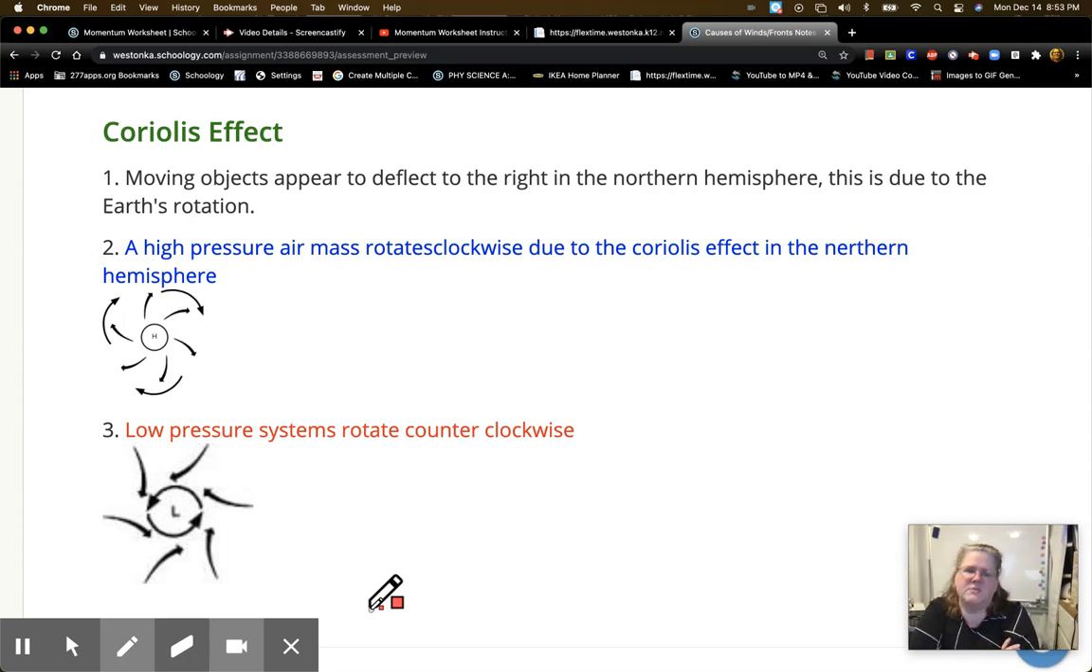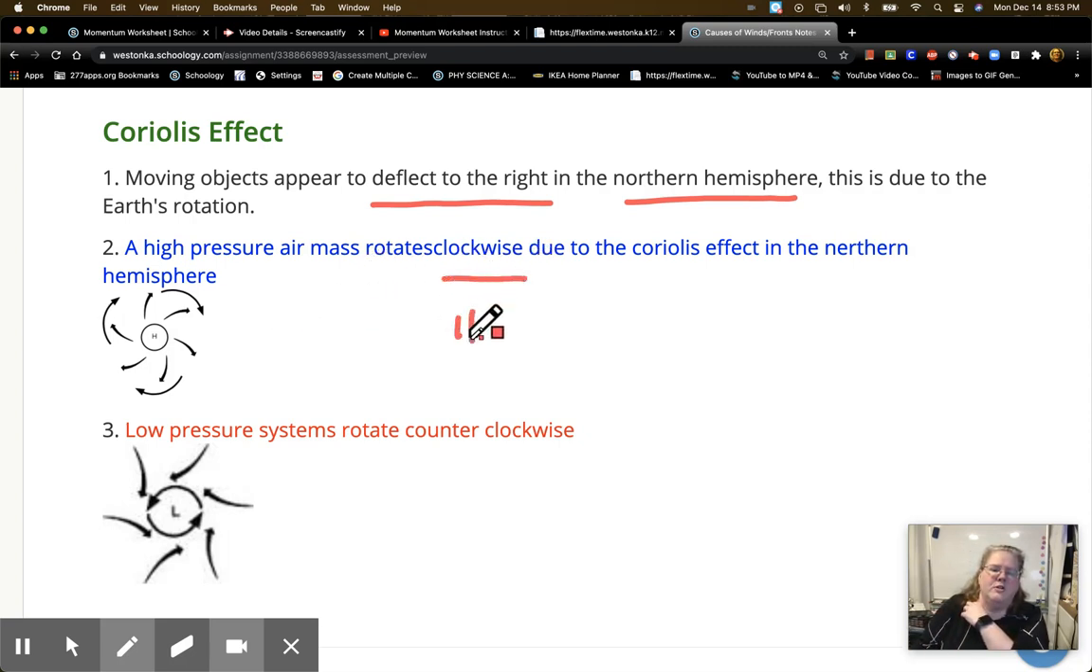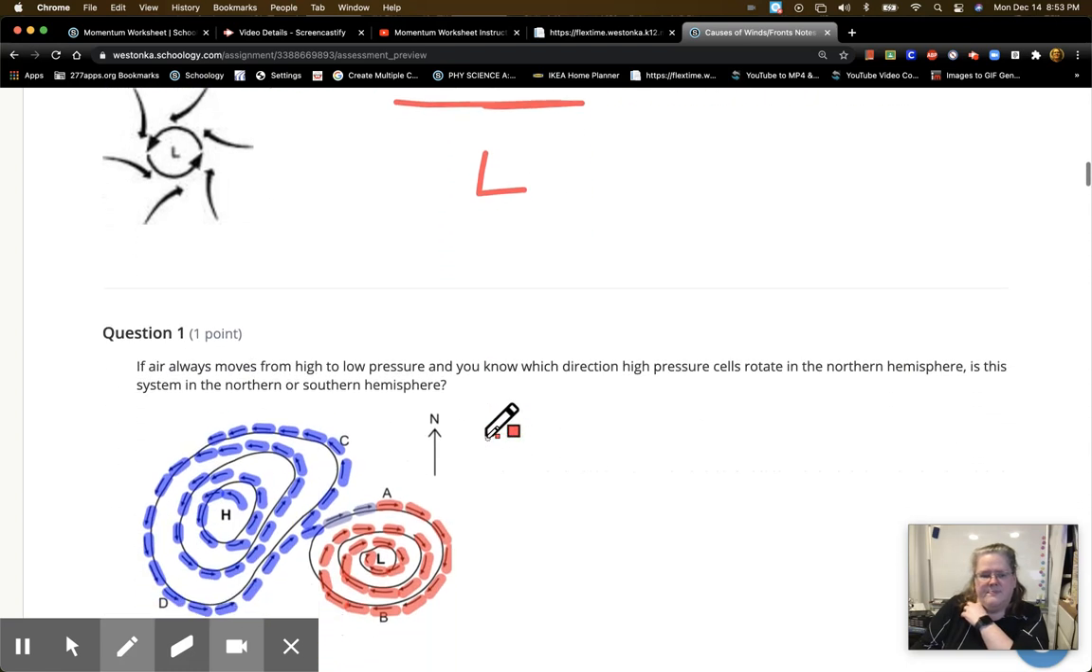So remember that Coriolis effect. Moving objects appear to be deflected to the right in the northern hemisphere due to the Earth's rotation. So, deflected to the right in the northern hemisphere. Good test question. If I'm looking down, it goes to the right. High air pressure masses rotate clockwise due to the Coriolis effect in the northern hemisphere, and low pressure cells rotate counterclockwise. This clockwise rotation for high pressure and counterclockwise for low pressure, also very good test questions.